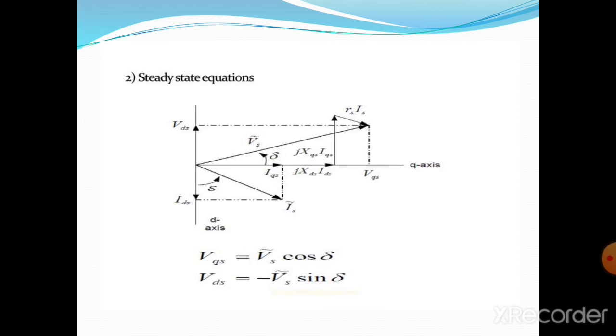We can write the equation, from the phasor diagram, VQS is equal to Vs, that means stator voltage, into cos delta. Delta is the torque angle. And next one is VDS is equal to minus Vs into sin delta. Minus denotes an opposite sign.